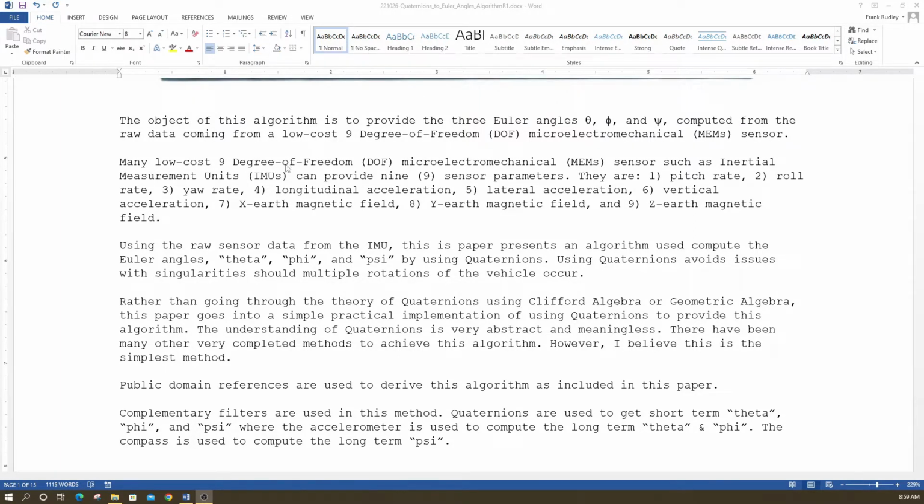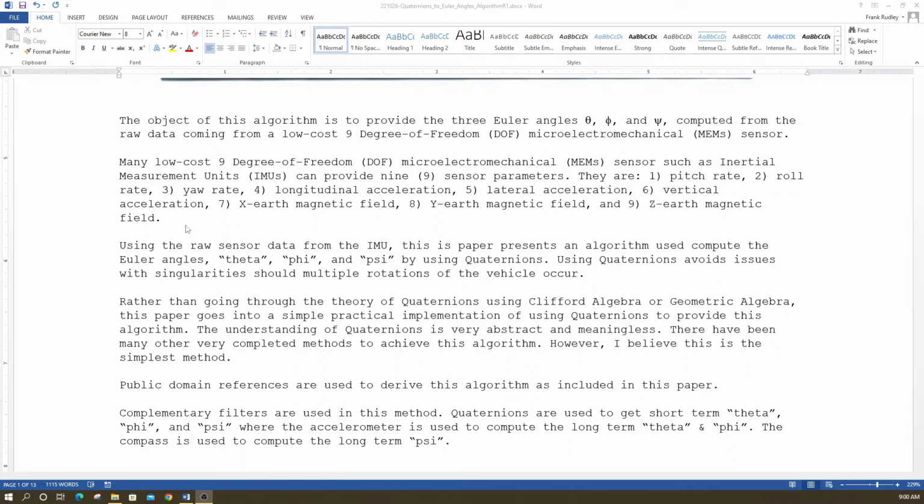Many low-cost, nine degree of freedom micro electromechanical sensors, such as the inertial measurement units, IMU, can provide 9 sensor parameters. They are pitch rate, roll rate, yaw rate, longitudinal acceleration, lateral acceleration, vertical acceleration, X-Earth magnetic field, Y-Earth magnetic field, and Z-Earth magnetic field. So these low-cost sensors provide 9 raw data outputs.